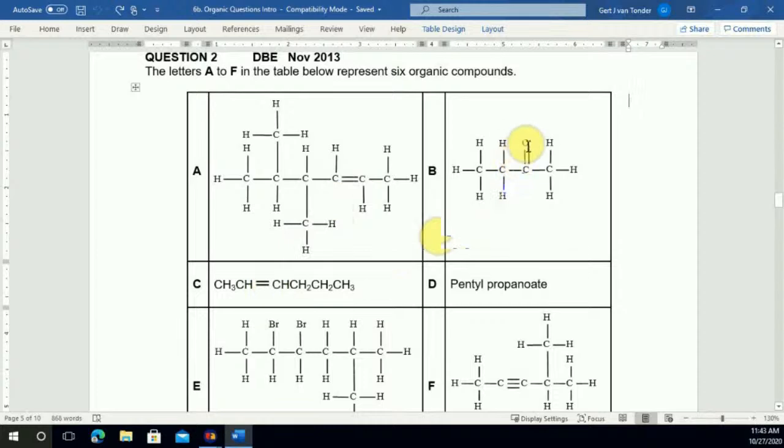I have seen in exams that learners choose that as an alkene because of the double bond, but that is a carbonyl group, and that represents a ketone. Right, that being said, the next question is, which one is the ketone? I look for the carbonyl group, I find it, and compound B is a ketone.